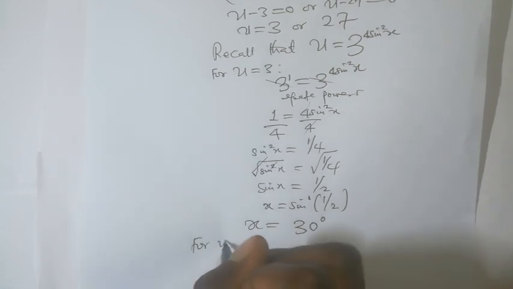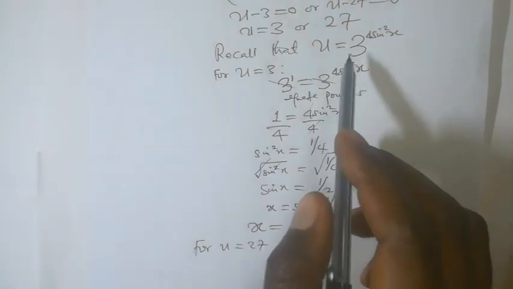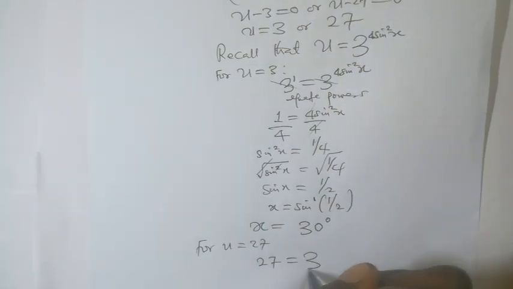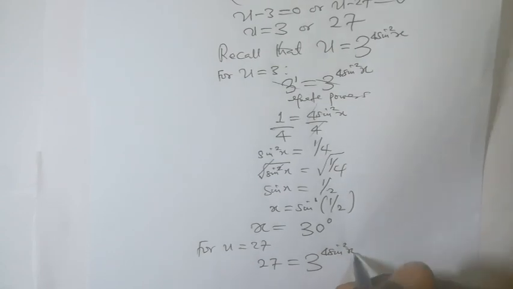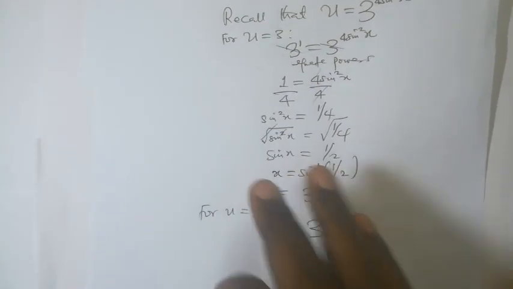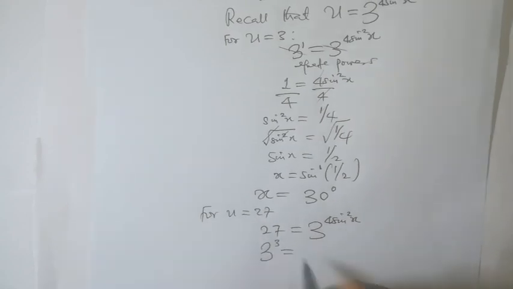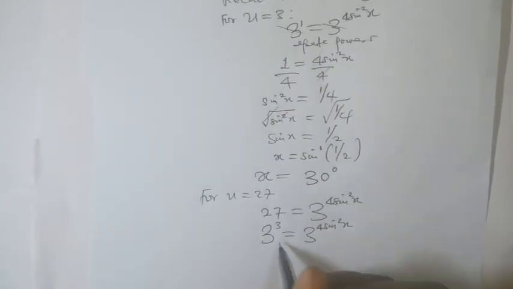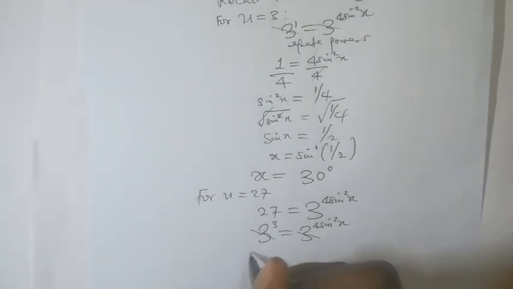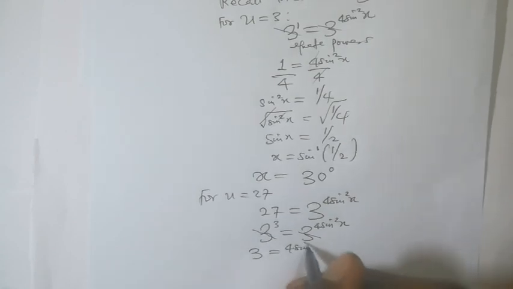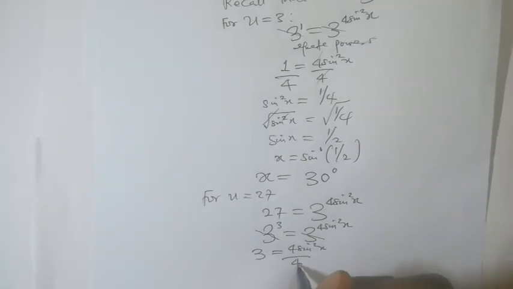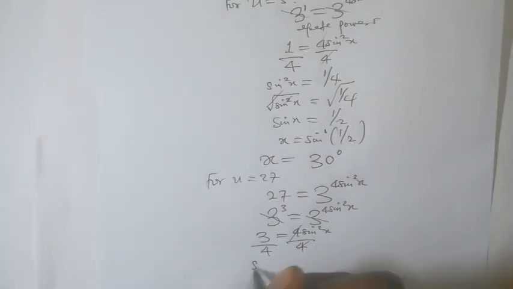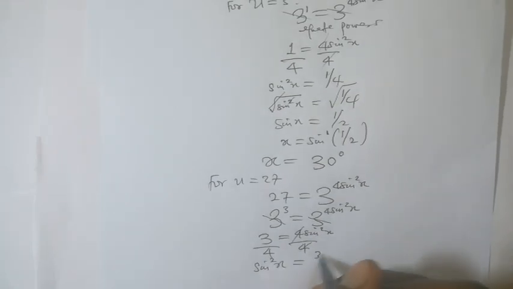Also, for u is 27, we are going to apply the same thing here. We now have 27 is equal to 3 to the power of 4 sine square x. 27 becomes 3 to the power of 3, which is what? 3 to the power of 4 sine square x. We also equate powers, so this 3 and 3 will go. We now have 3 is equal to 4 sine square x. We now divide both sides by 4, so we'll be left with what? Sine square x is equal to 3 over 4.